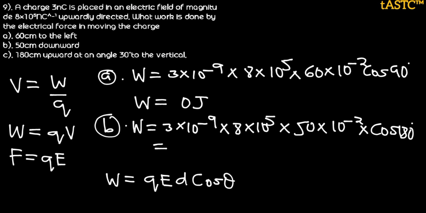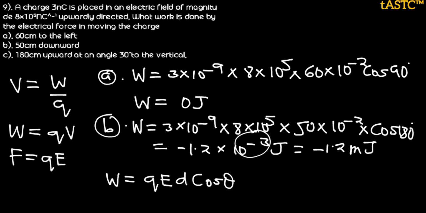That is multiplied by 8 multiplied by 10 to the power of 5, and that is multiplied by 50 multiplied by 10 to the power of a negative 2. This will be multiplied by cosine 180. So the answer here is negative 1.2 multiplied by 10 to the negative 3. You could also write this as negative 1.2 millijoules. This is milli. Do you remember that?